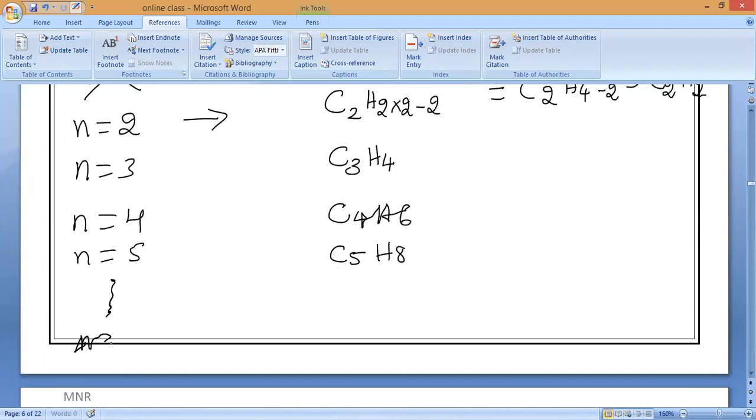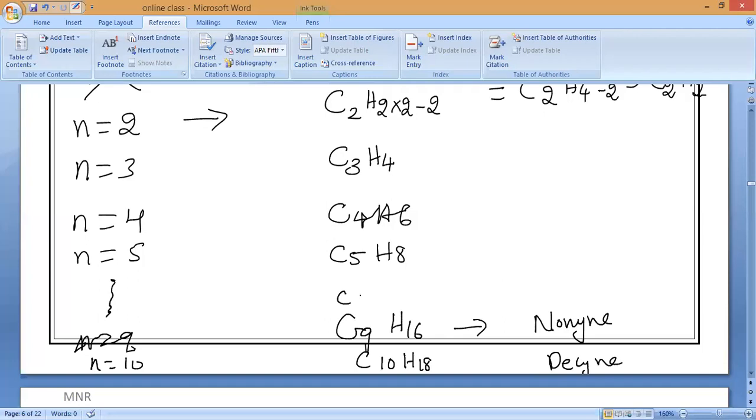Now, same way, n is equal to 9. What will come, guys? C9H16. Okay. Now, C10, n is equal to 10. C10H18 will come. This name is nonyne and this one is decyne. If you take C is equal to 8, C8H14 will come.